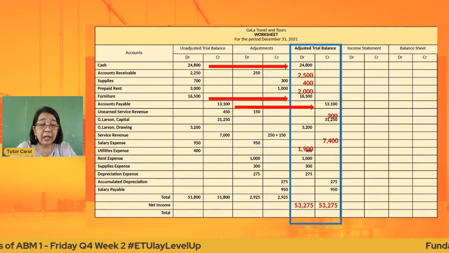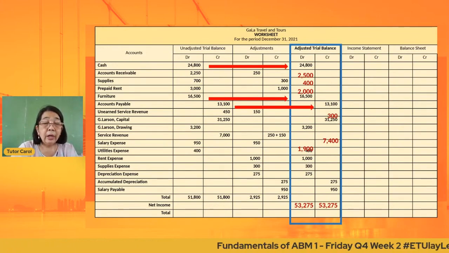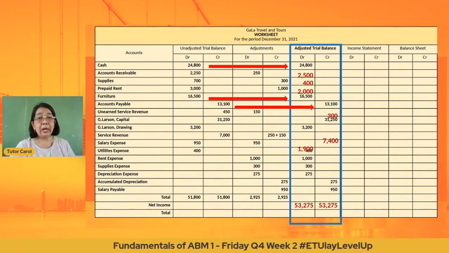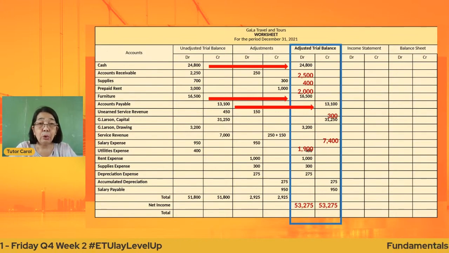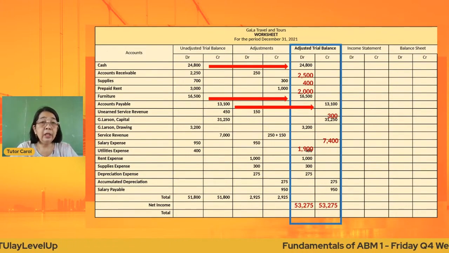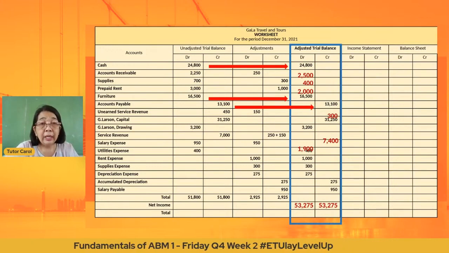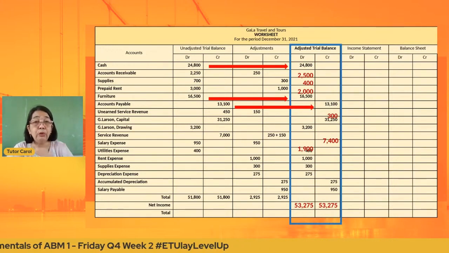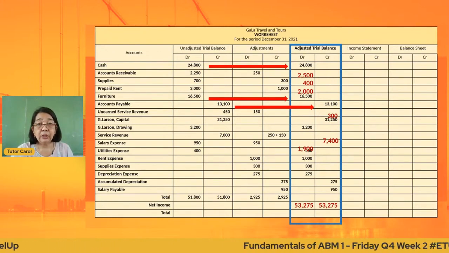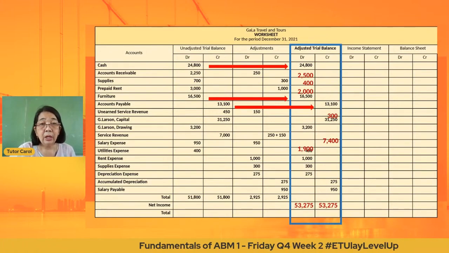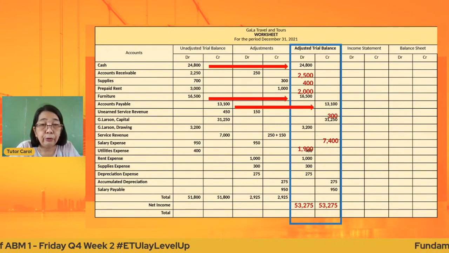So, i-adjust na natin, no? Ang basis natin will be your unadjusted trial balance and your adjustments. Kung wala namang laman ang adjustments column, forward mo na lang yan sa adjusted trial balance. For example, yung cash. Wala naman tayong adjustments for cash. So, kopyahin mo na lang yung amount na 24,800 sa adjusted trial balance. Same thing with yung furniture, no? Ifo-forward na lang natin yan.